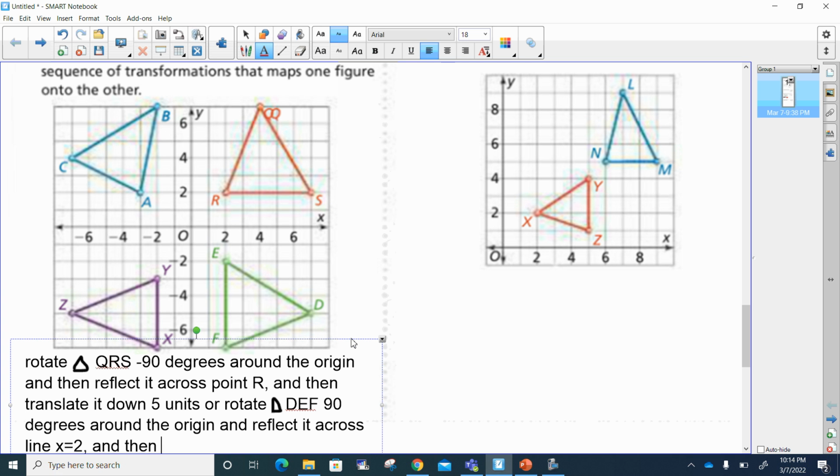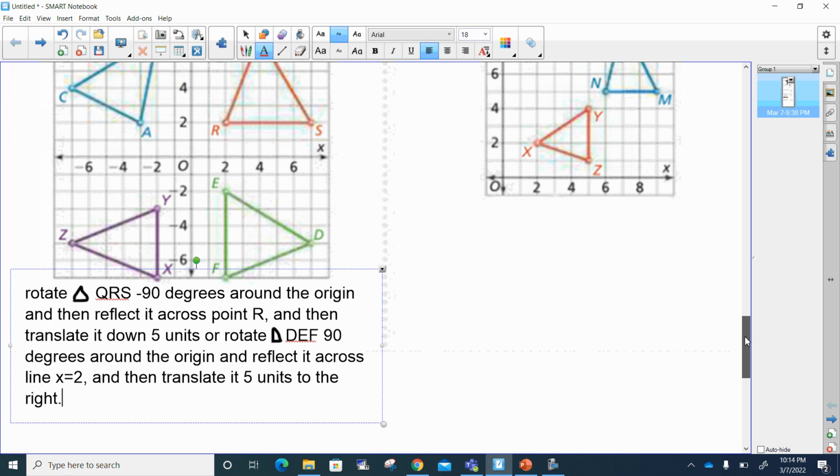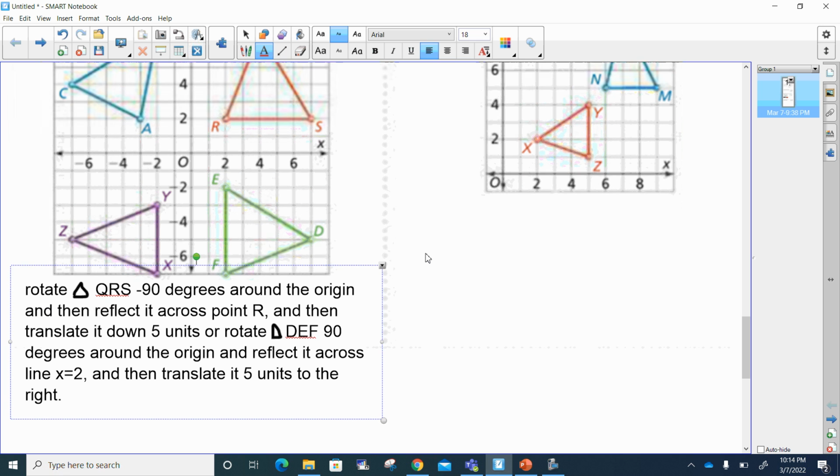And then, let's see, translate it 5 units to the right. Okay? Those are 2 ways off the top of my head I could think of doing it. Right?